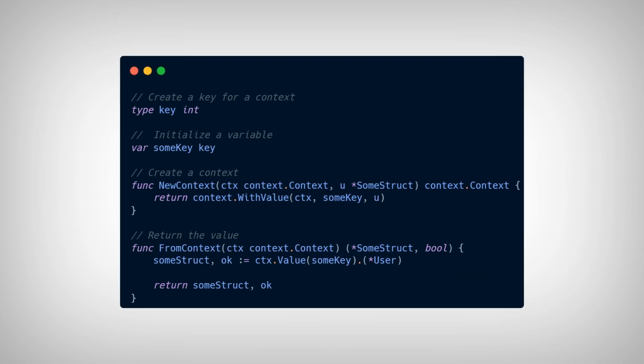Let's break down the last statement. It's good practice to create a separate type-safe key and access the value in the context by it. And the key should be non-exportable, as this is needed to avoid key conflicts with other packages, for example.